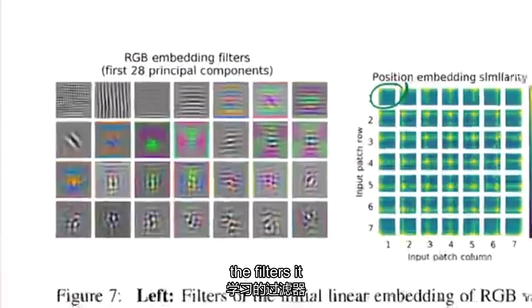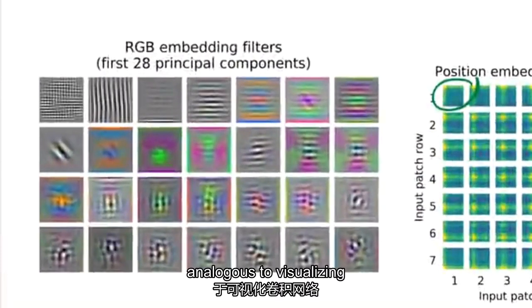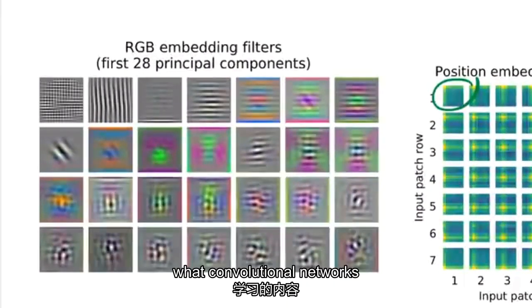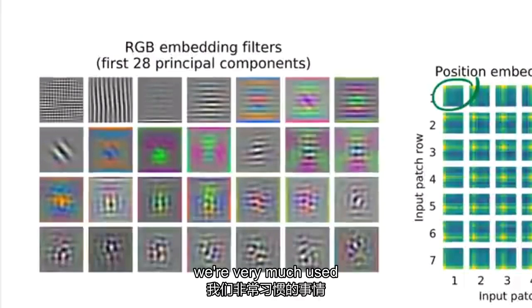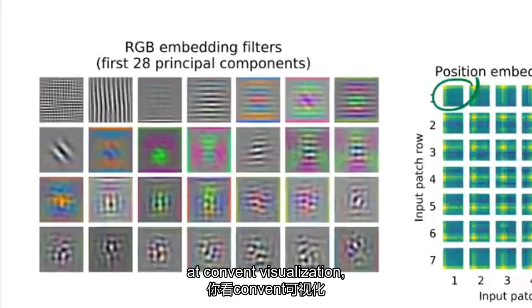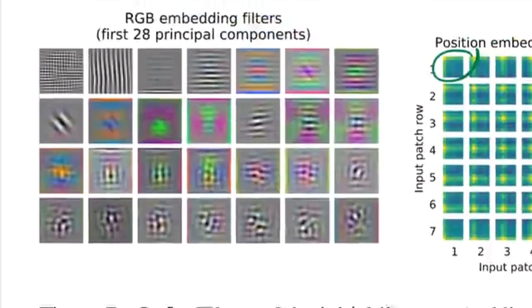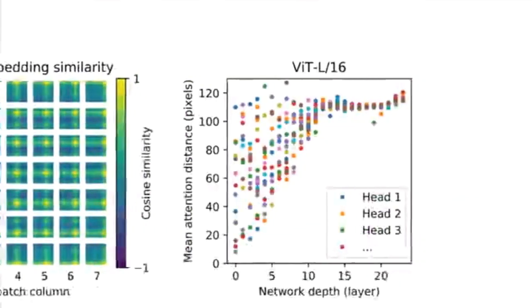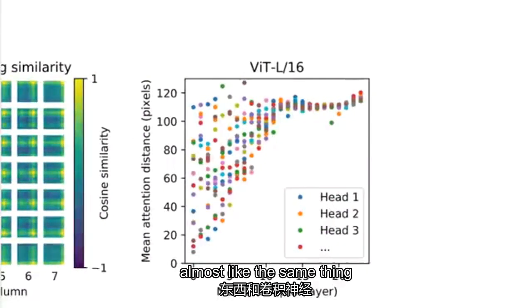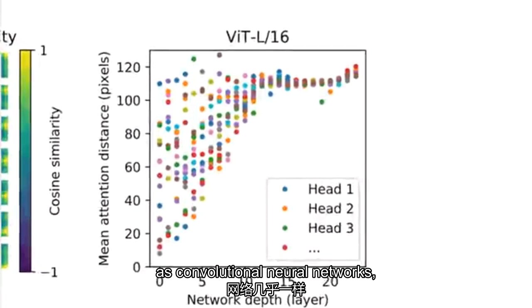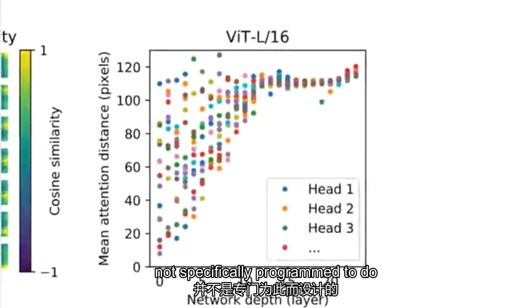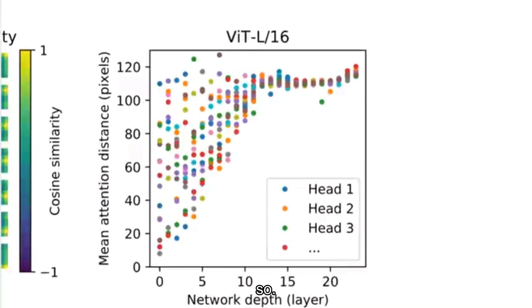You can see the filters it learns, so this is analogous to visualizing what convolutional networks learn. And you can see it does something sensible. It does something that we're very much used to. If you look at convnet visualizations, you'll see exactly filters like these. So it learns almost the same thing as convolutional neural networks, right? But it's not specifically programmed to do so.